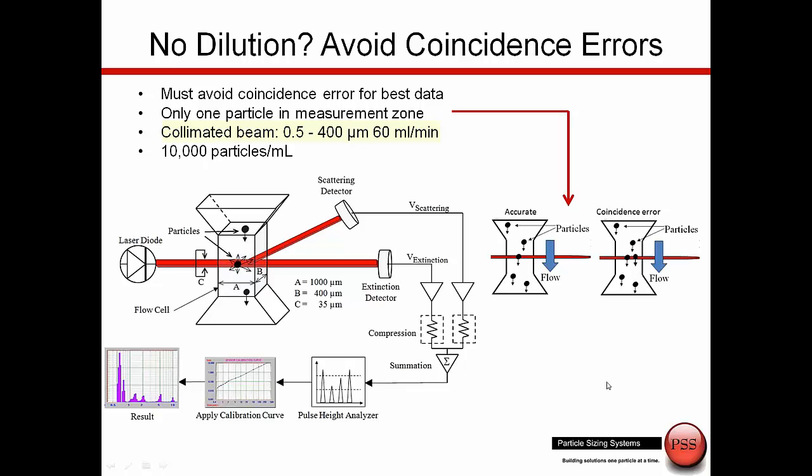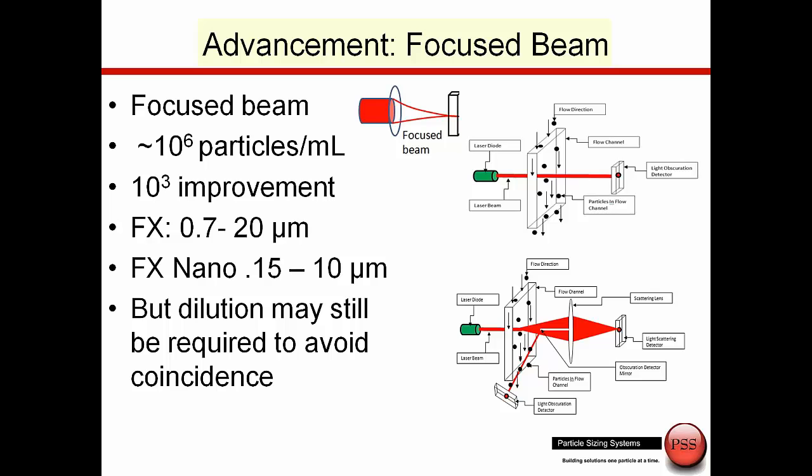As we wanted to work at higher concentrations, we looked at what we would need to improve in the sensor technology. An important advancement is switching from a collimated light source to a focused laser beam. When we focus the laser beam, since we're reducing the inspection zone, we can work at much higher concentrations. The FX sensor, which measures from about 0.7 to 20 microns, can now work in the range of 1 million particles per ml, a 10 to the third improvement. By being able to work at higher concentrations, with some slurries we don't have to dilute, or we do less dilution for other slurries.